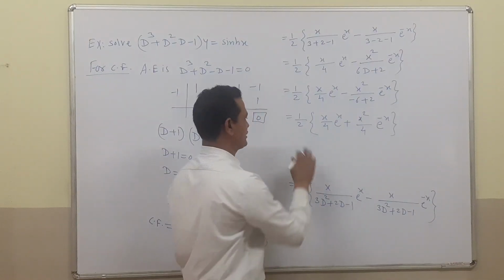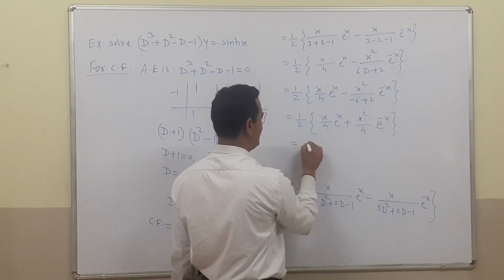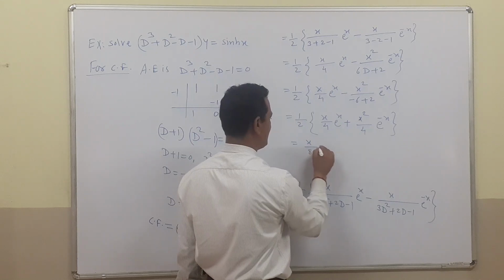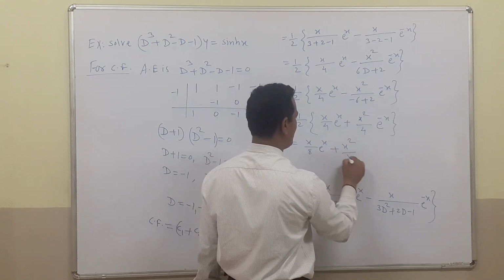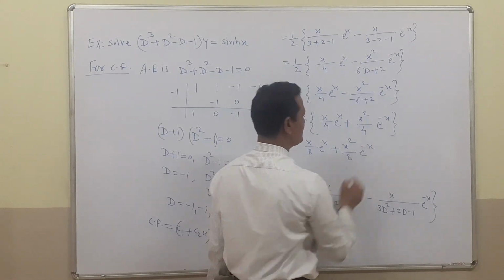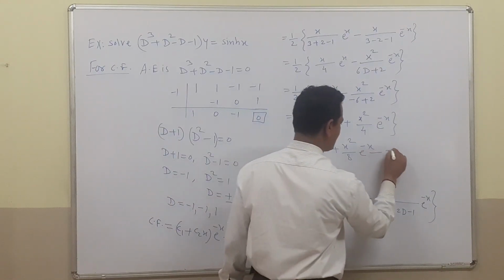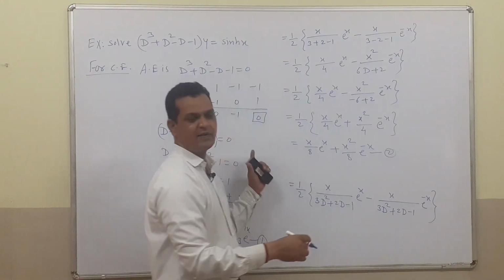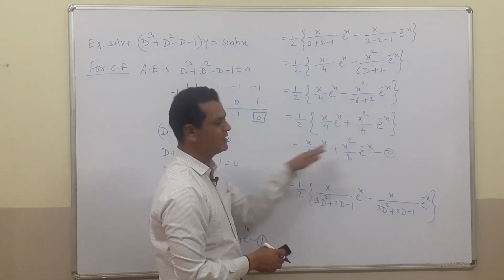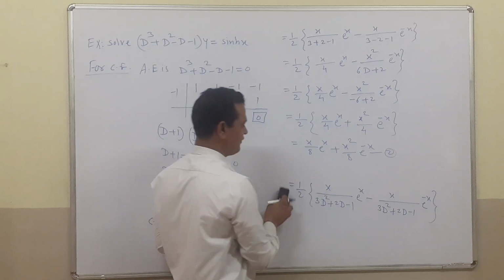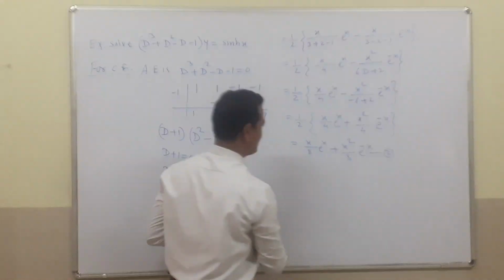So this is the simplification. If we take these 2 to the inner side, then we get this as x by 8 e raised to x plus x square by 8 e raised to minus x. So this is the second solution, which is called the particular integral. So this is the particular integral because the term d is absent in this equation. So this is the final solution. So let's call this equation number 2.